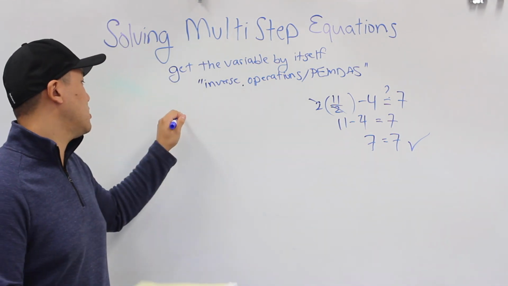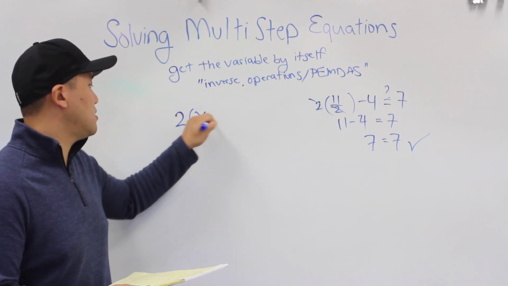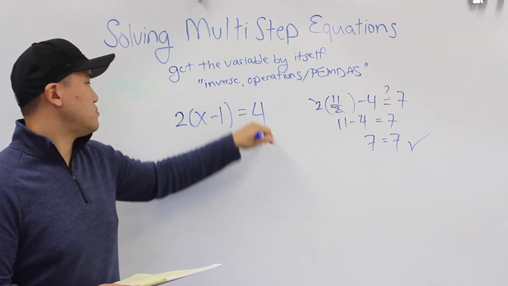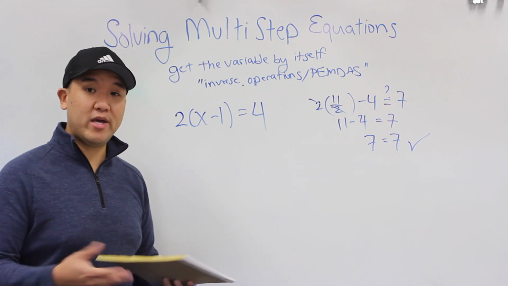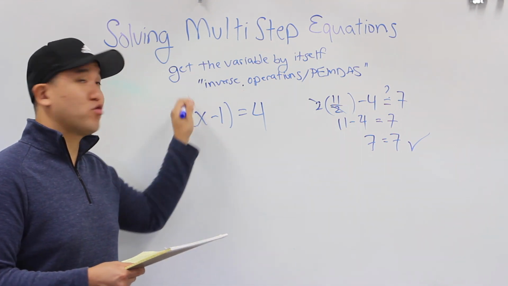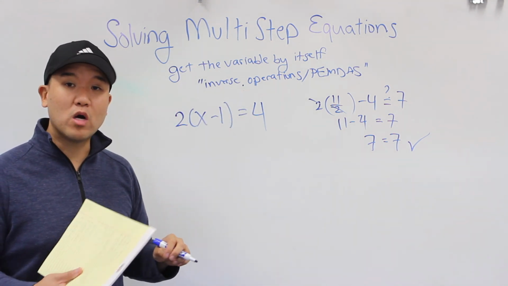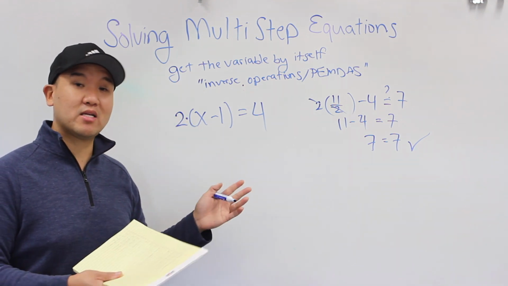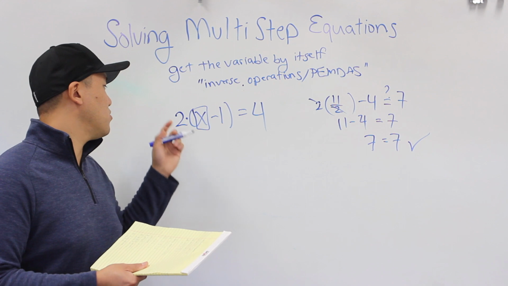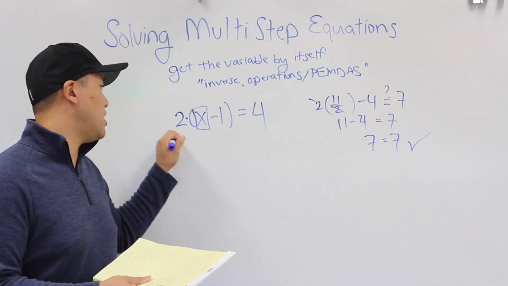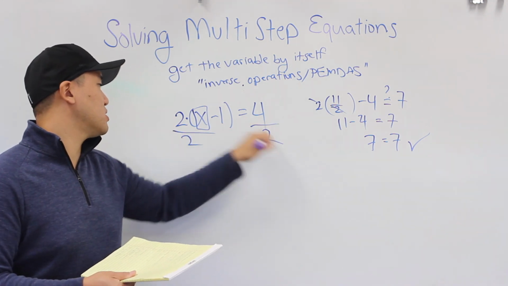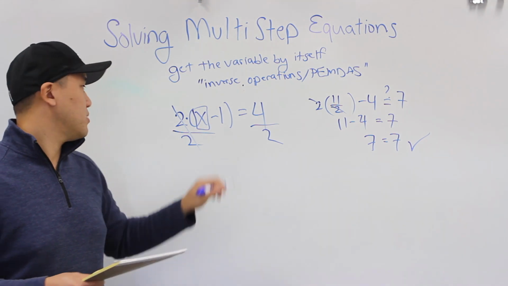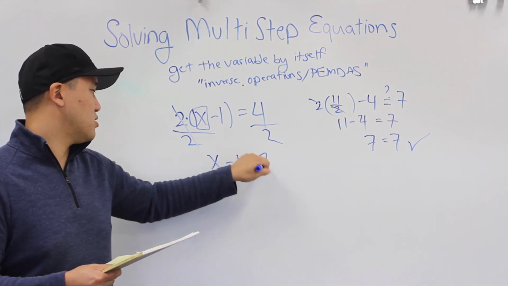Distributive property. If you have a problem like this, there's a couple ways we can do this. You can either distribute first, or because it's a times 2, we can technically get rid of this 2 by dividing. So you can divide this by 2 on both sides, that cancels out. And then you're left with x minus 1 equals 2.